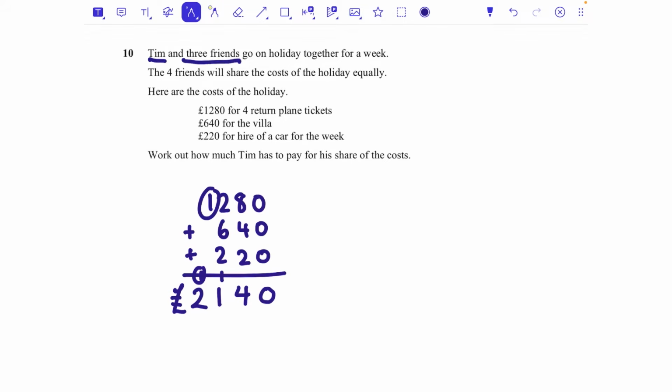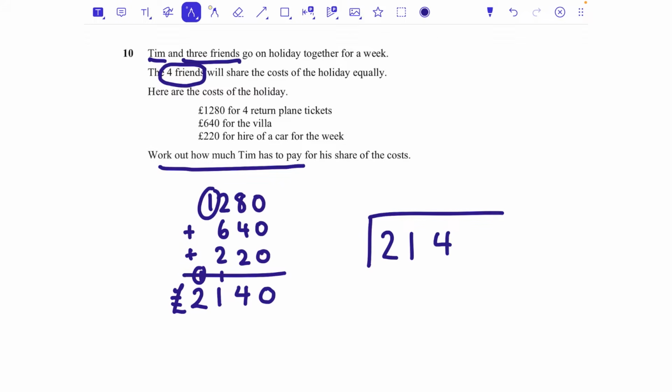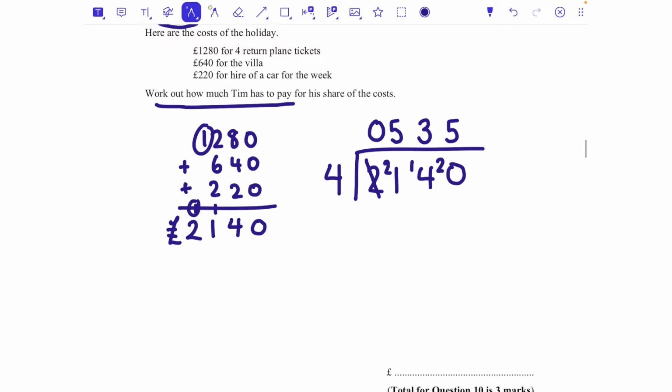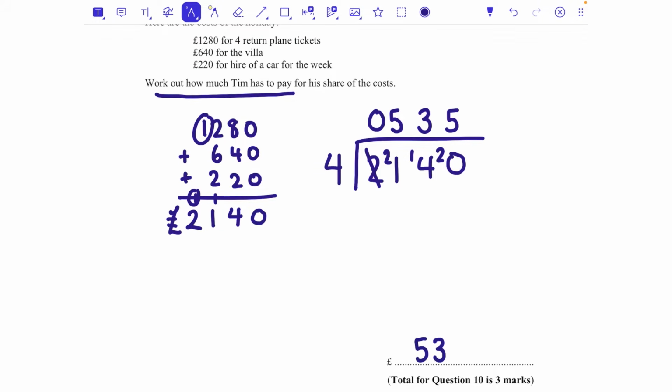Now it's Tim and 3 friends, so there's 4 of them all together. So to work out how much Tim has to pay, we can take that 2,140 and we can share it equally between all 4 of them. So I'm going to divide it by 4. How many 4s go into 2? Well, that doesn't fit in a whole number of times, so we haven't used that 2 up. Let's carry it over. 4 into 21 goes 5 times. That's 20, so we've got 1 left over. 4 into 14 goes 3 times. That's 12, remainder 2. And 4 into 20 goes 5 times. So for Tim, he's going to have to pay £535 towards his share of the holiday.